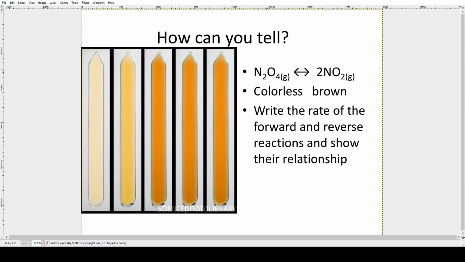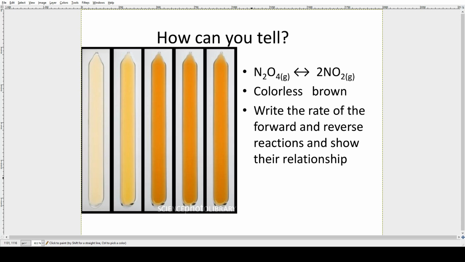So how can you tell if something's at equilibrium? Here we've got N2O4, which is colorless, whereas NO2 is brown. You can look at something like this and figure out, oh, I don't know, where is that at equilibrium? I'm not sure. Why don't we just try writing the rate of the forward reaction and the rate of the reverse reaction and show their relationship.